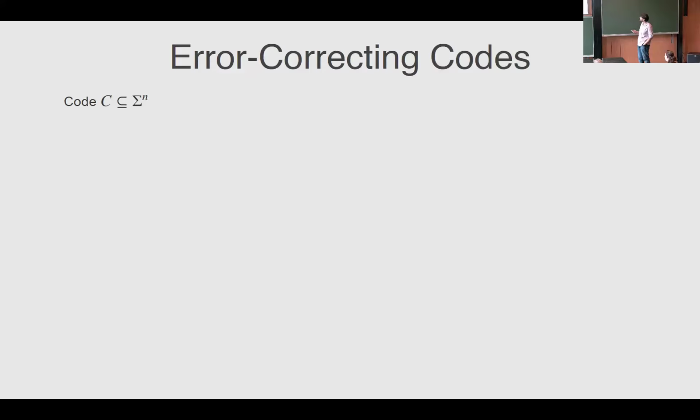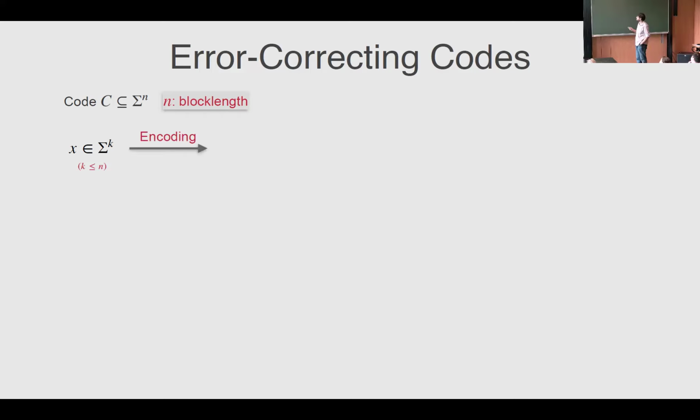Start with the basic definitions of a code just to set some common notation. We'll deal with codes that are subsets of sigma to the n. Sigma would be the alphabet and n is the block length. We think of codes as encoding some k-length messages, which are k-length strings over the alphabet sigma. You encode them into objects inside this set C. So these in particular are n-length strings over sigma.